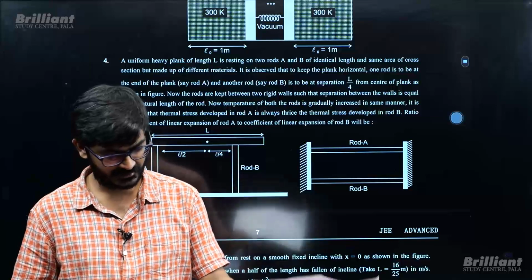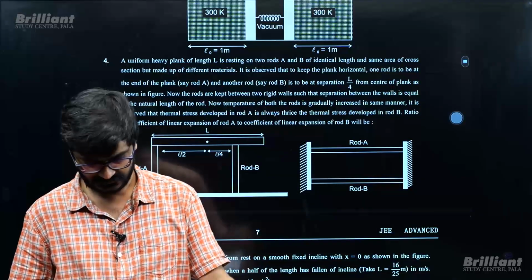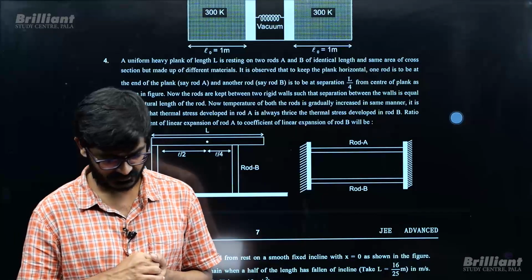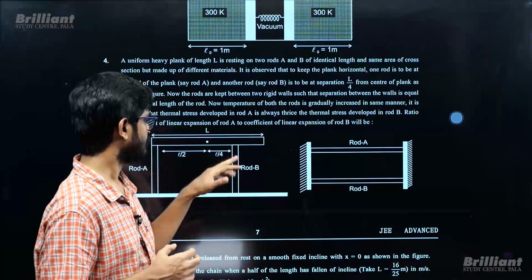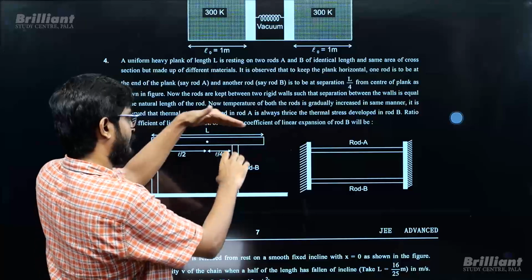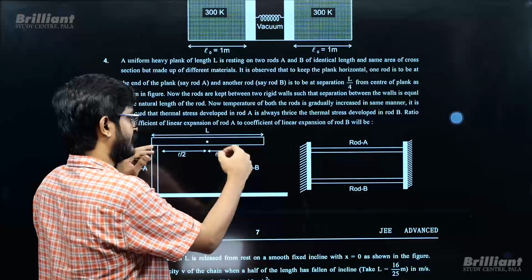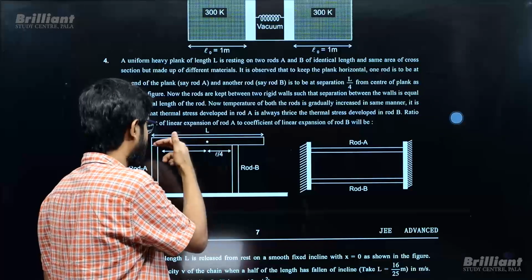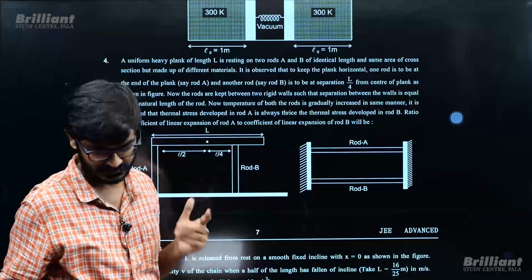A uniform heavy plank of length L resting on A and B, which are of identical length. Okay, identical length. Now they are of identical length and you are putting some rod, so what will happen, they will get compressed, but it is in equilibrium, it is in horizontal position, so the meaning is this compression is same as this compression. That is what you need to understand.